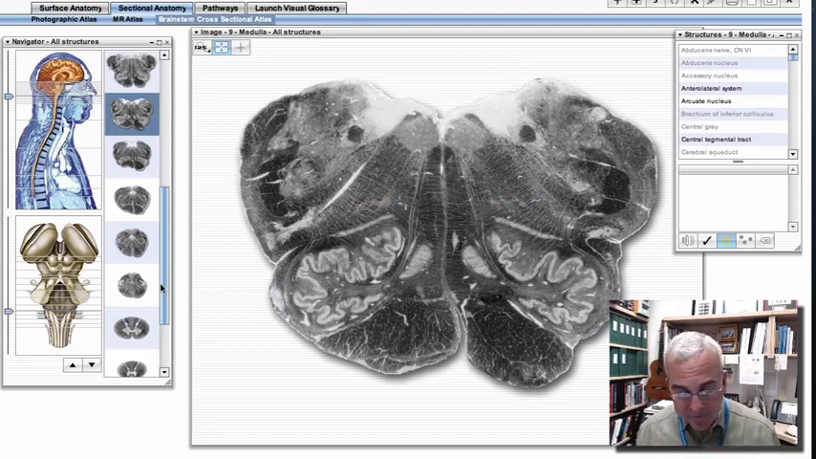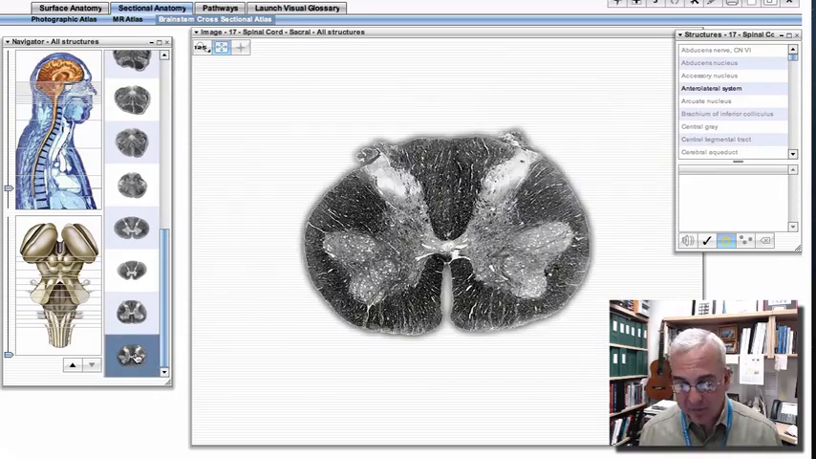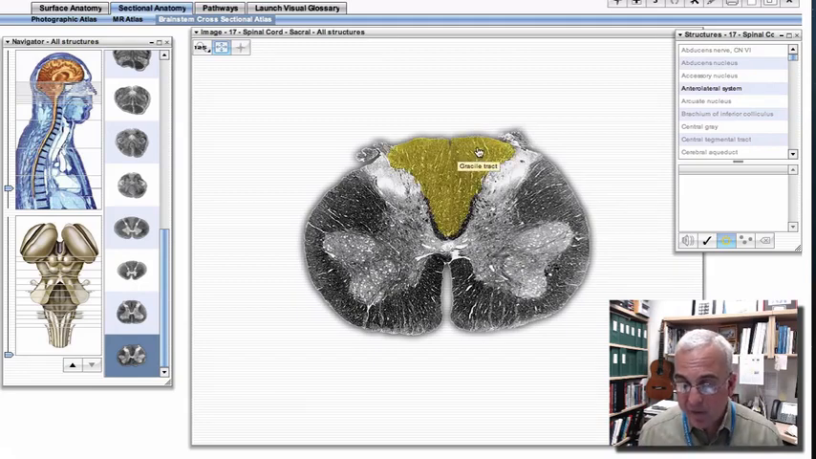So let's do so and find our way down to the most inferior section in our brainstem spinal cord atlas. And here we are in the sacral level of the spinal cord. I know that because there's a very large ventral horn and not much white matter associated with the spinal cord. And if we look into the dorsal column region, we find that there is only one division of the dorsal column, a gracile tract, no cuneate tract.